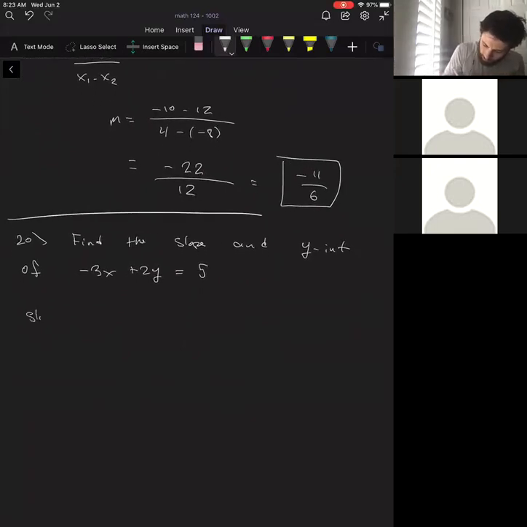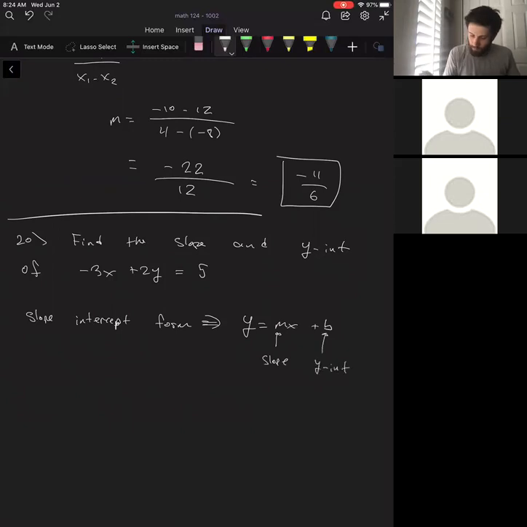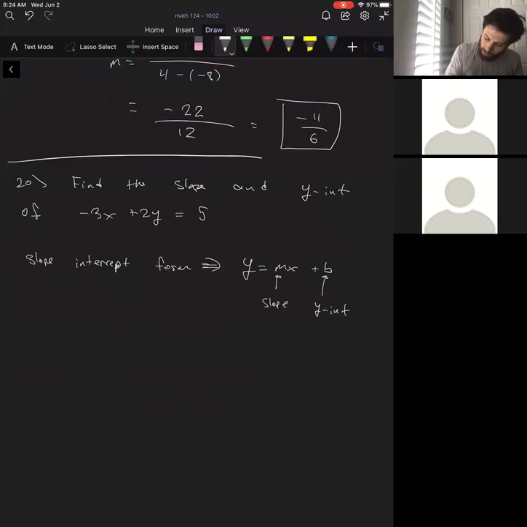So you remember slope-intercept form is y equals mx plus b. And then when we put our line into this form, here's the slope, the letter m, and then here's the y-intercept. So what we need to do is put this line into that form. So we take -3x plus 2y equals 5, and we want to make this y equals and put everything else on the other side. Basically, we want to solve for y. So let's add the 3x over. If we add the 3x over, we're going to get 2y is equal to 3x plus 5.